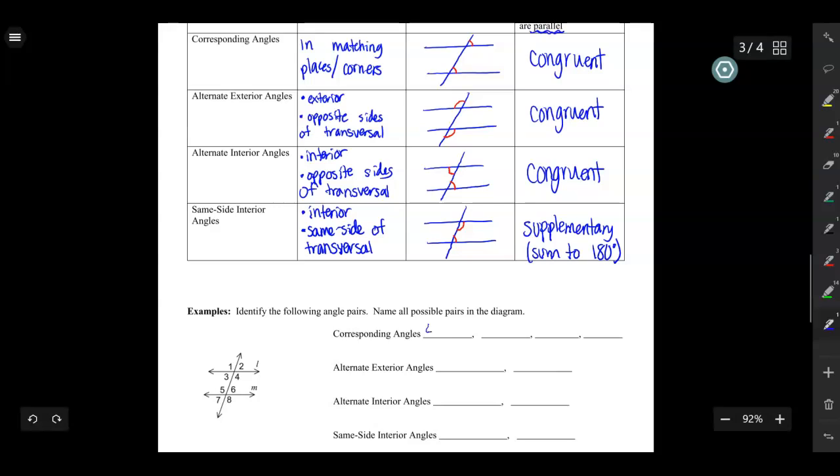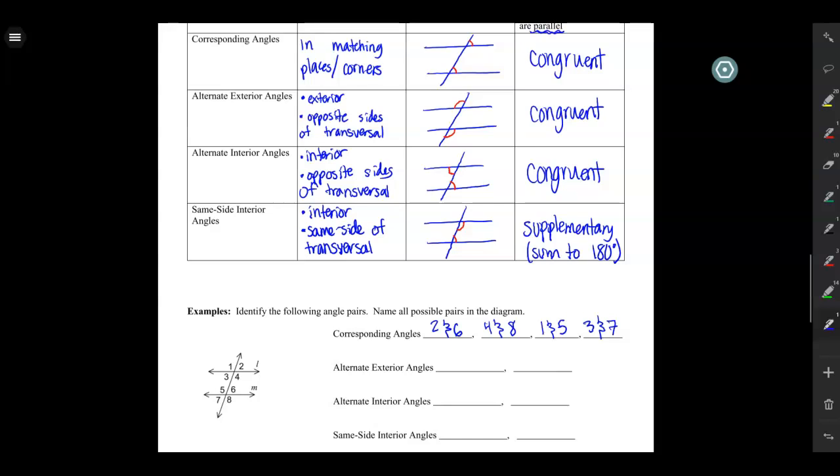So for example, angle 2, I'm just going to write 2, just know it's an angle. Angle 2 and angle 6 are corresponding angles because they're in the same place in relation to the parallel line and the transversal. Angles 4 and 8 are also corresponding angles. 1 and 5 are corresponding angles, and 3 and 7 are corresponding angles. Those are all angles that are in the same place on the parallel line in relation to the transversal.